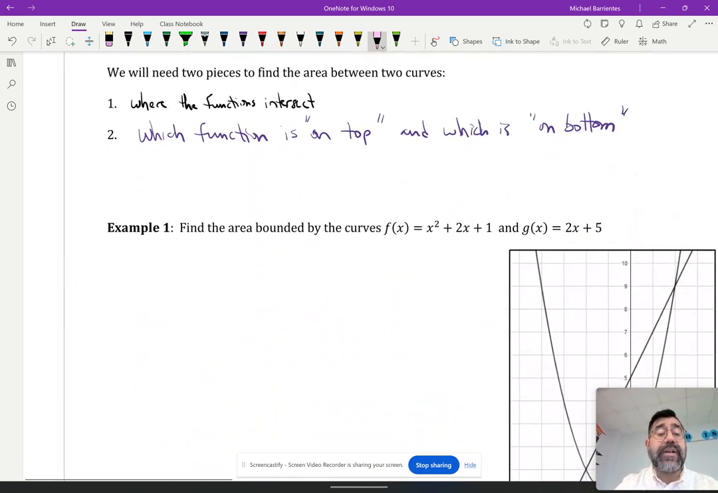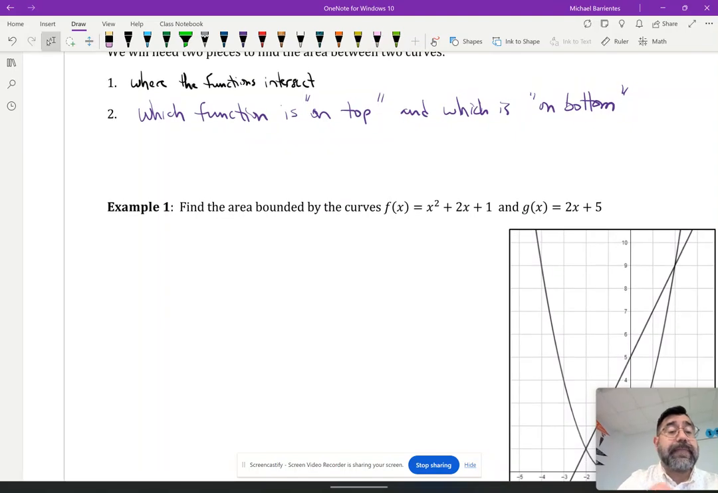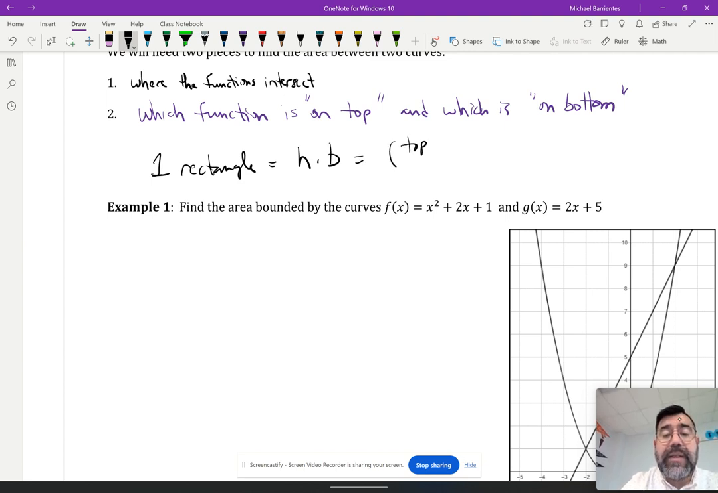So when I come over here, here's what we can say. One rectangle is equal to base times height. As a matter of fact, you know what? I'm going to switch it around. I'm going to say height times base. And here's why. The height is going to be the top function minus the bottom function.